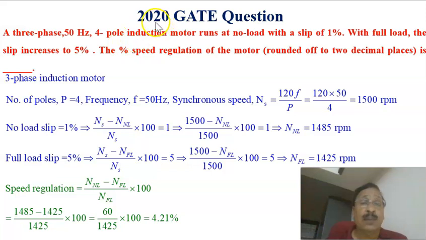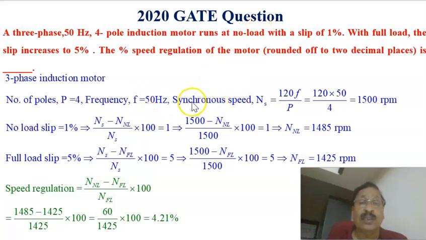Now, let us see another problem, a 2020 GATE question. A 3-phase 50 Hz 4-pole induction motor runs at no load with a slip of 1%. With full load, the slip increases to 5%. The percentage speed regulation of the motor, rounded off to two decimal places. That's the question. Now, 3-phase induction motor, the number of poles is 4, frequency f equals 50 Hz.